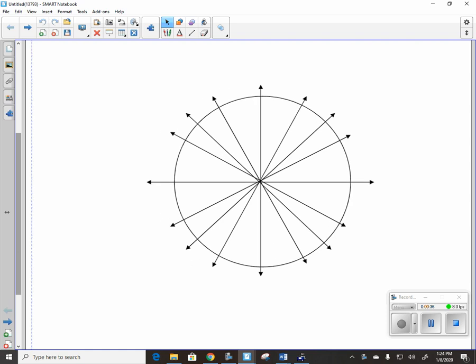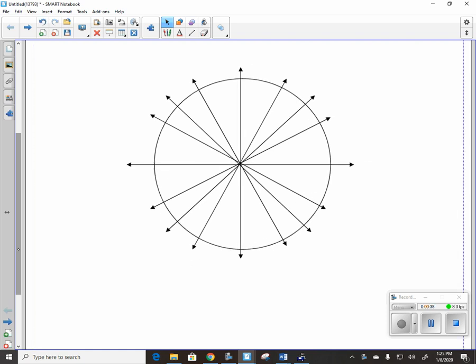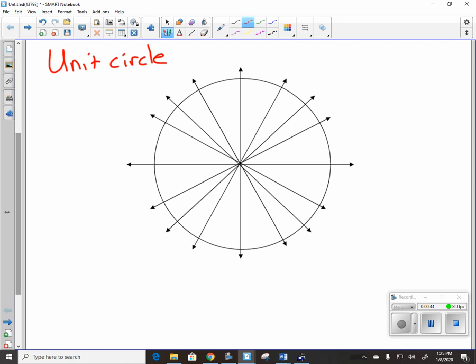This is what we call the unit circle. And the reason why it's called a unit circle is the radius is equal to 1. It's centered at 0, 0 and has a radius of 1. We use the unit circle in order to figure out a lot more trigonometry. Okay? A lot more trigonometry.